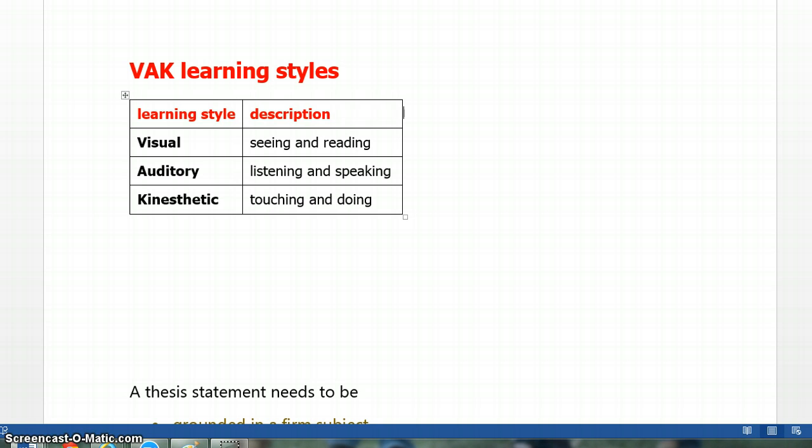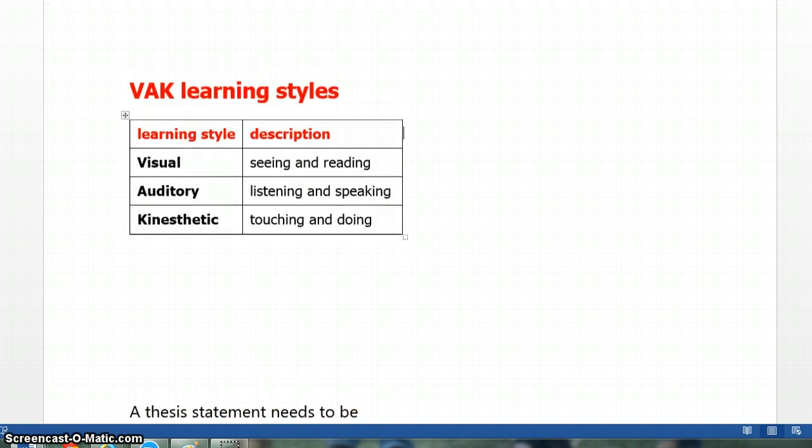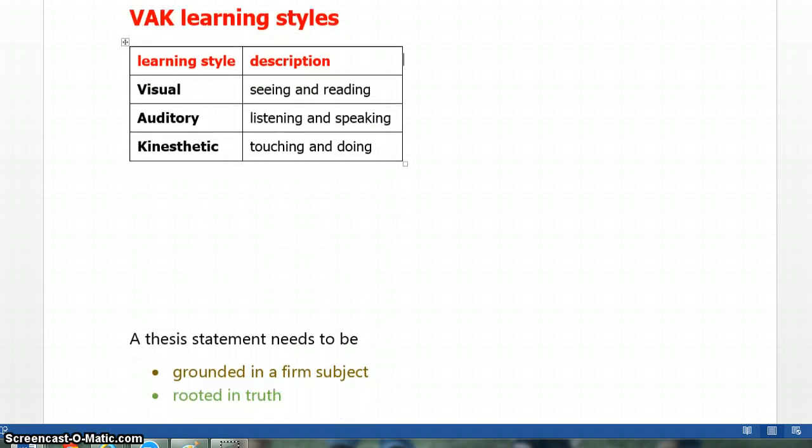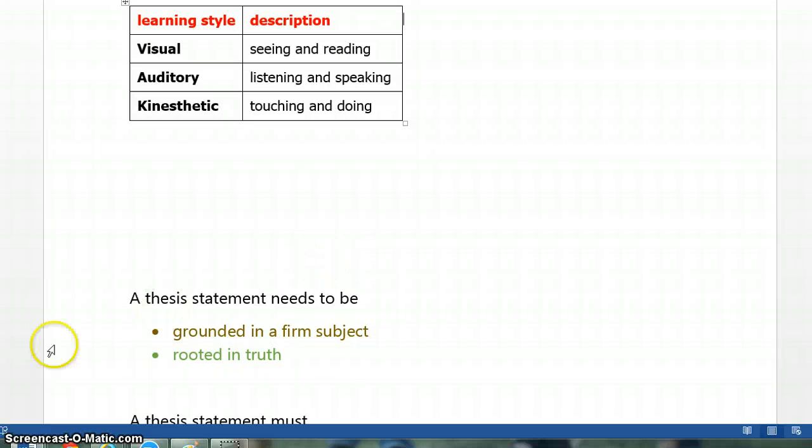Please indulge me, I'm going to get a little dorky here. I want to bring back in our visual, auditory, kinesthetic learning styles, and so instead of just talking to you, I'm going to give you a visual presentation to help you remember thesis statements. Okay, so here's some tips down below. First of all, a thesis statement needs to be grounded in a firm subject and rooted in truth.